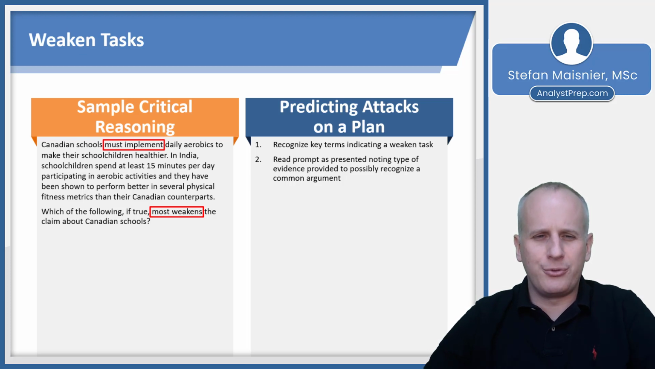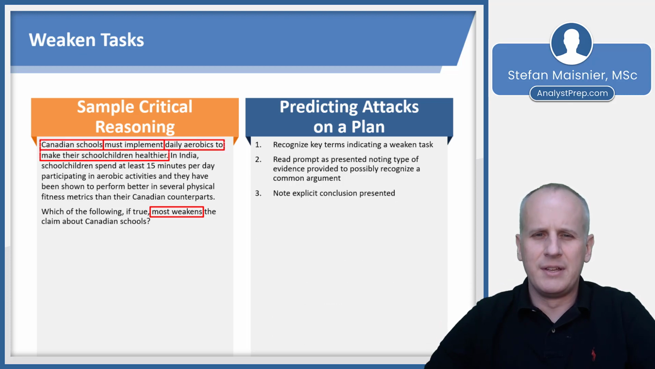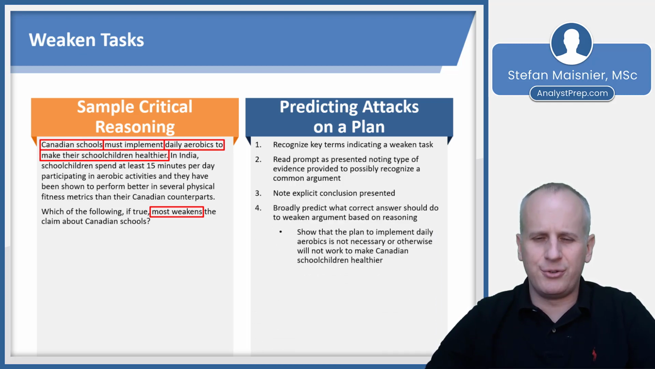In India, school children spend at least 15 minutes per day participating in aerobic activities, and they have been shown to perform better in several physical fitness metrics than their Canadian counterparts. Okay, so we've got the evidence from India versus Canada that says that the Canadian schools need to implement daily aerobics to improve school children's health. We've got our explicit conclusion. It's that first sentence. And we need to broadly predict what the correct answer should do to weaken that argument.